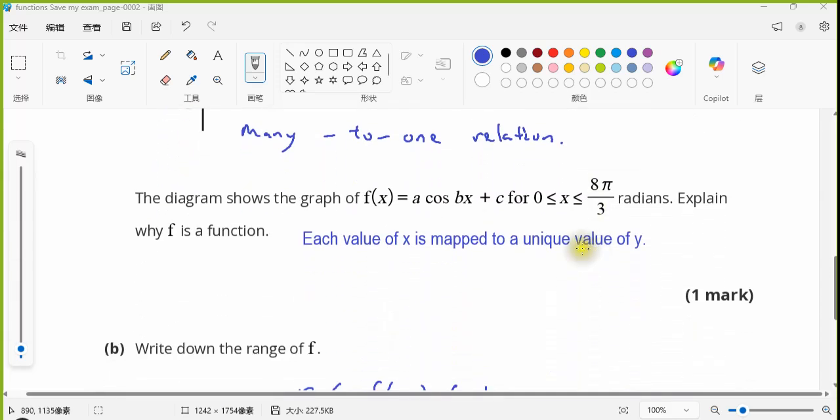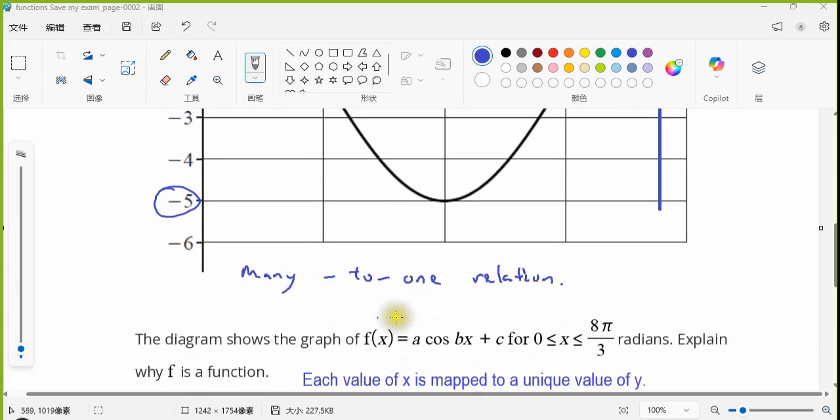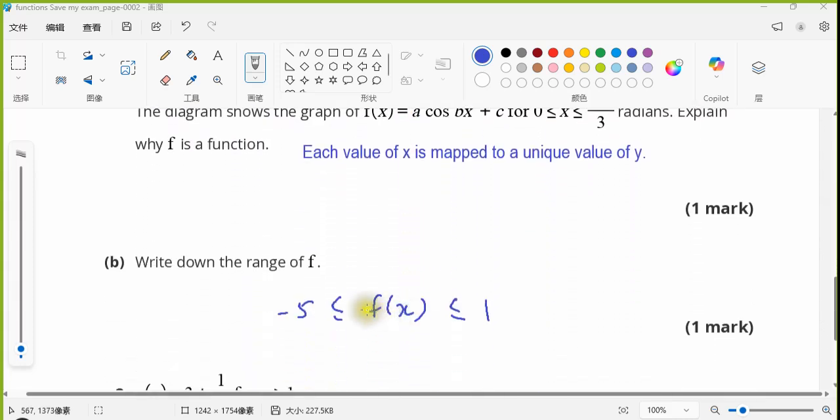So you can say that each value of x is mapped to a unique value of y. Then we want to find the range of f. For the range, the largest value is 1 and the smallest value is negative 5. So the range will be f(x) is between negative 5 and 1.